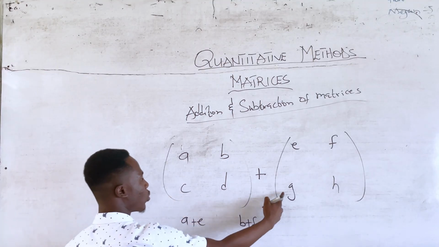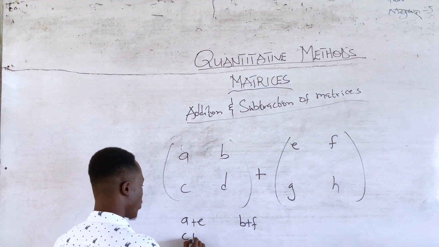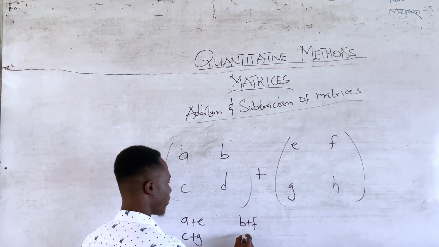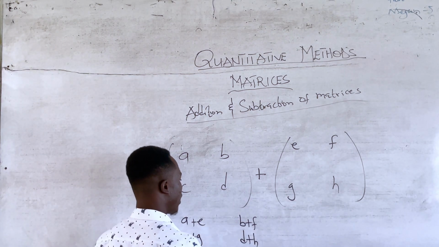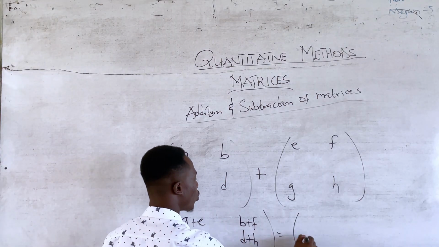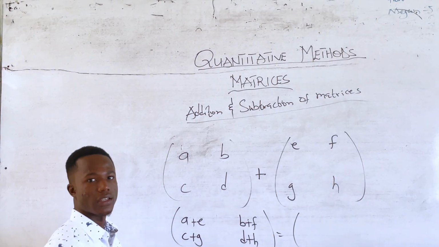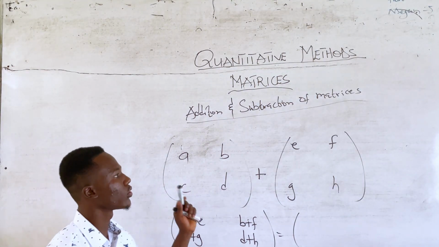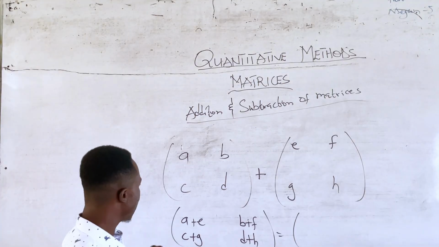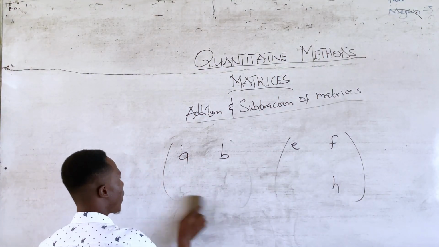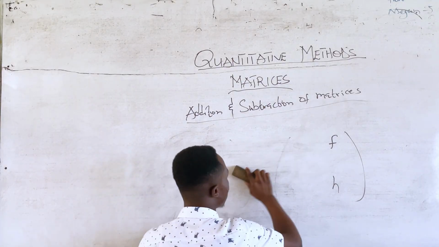So C will also add to G. So C plus G. Then D will add to H. D plus H. The same thing. So after adding them, then you write your total answer. Do you get it? The same thing applies to subtraction. So addition and subtraction of matrices is the easiest among the other forms that consist of the operational signs.